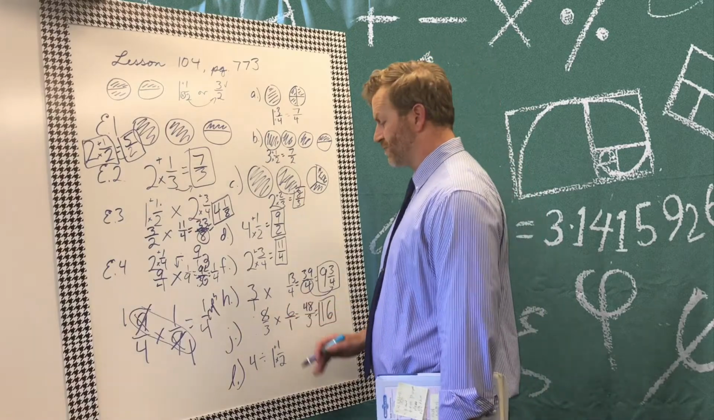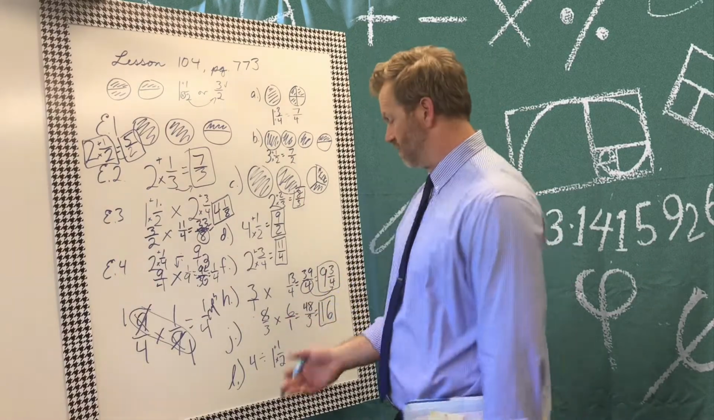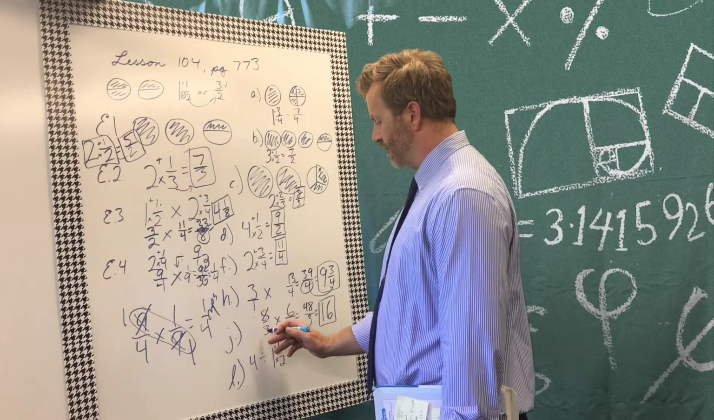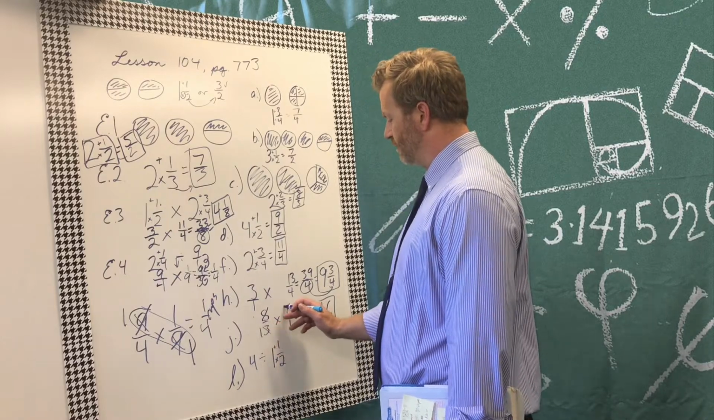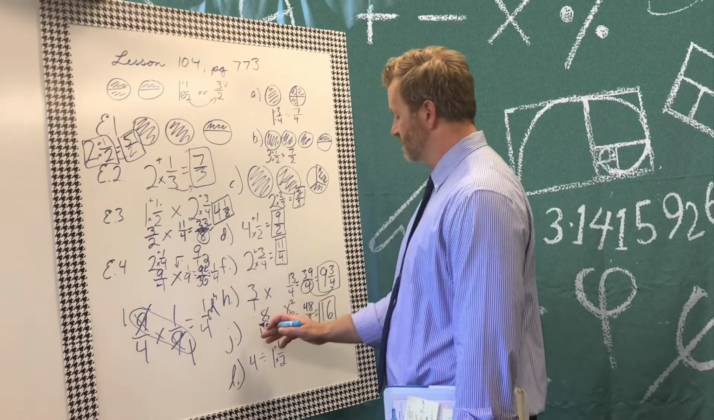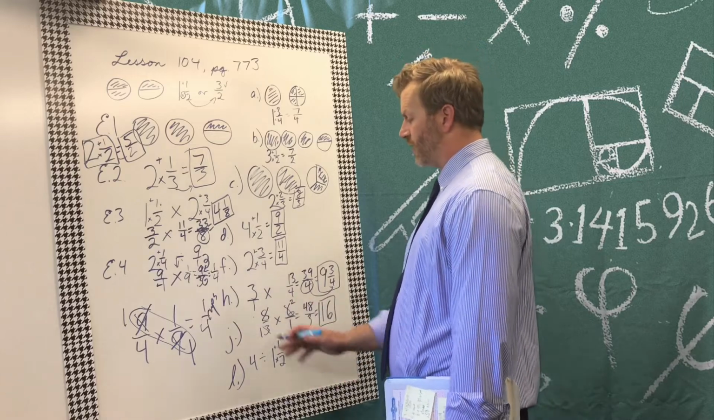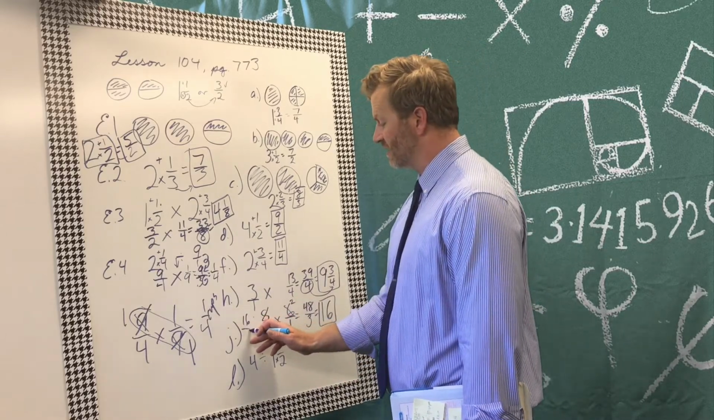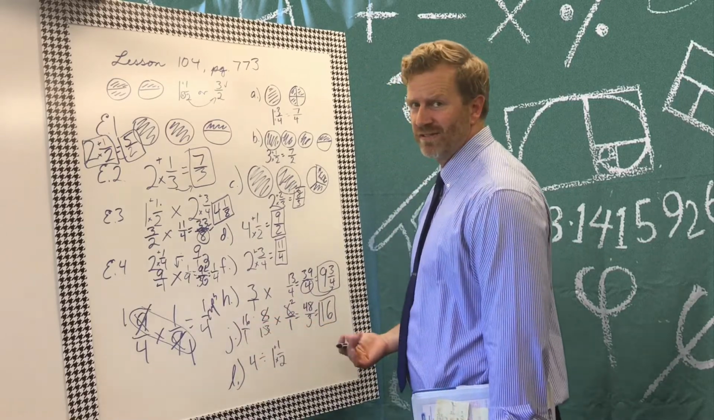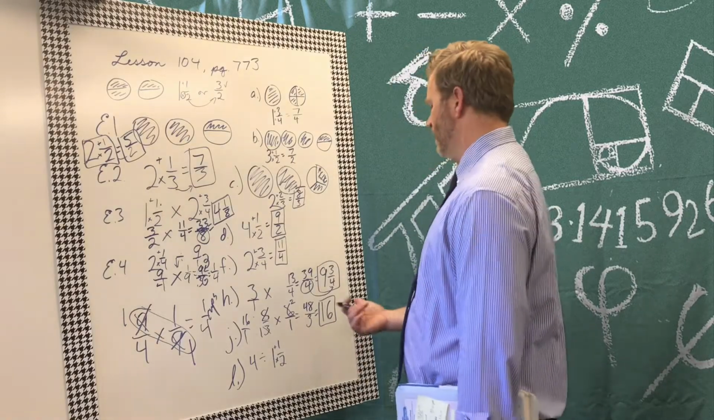Now, this is one of those problems we could have reduced across the way. So we could have gone 3 into 3, goes in 1 time, 3 goes into 6 2 times, and just multiplied straight across, and that would have given us 16 over 1, which obviously equals 16, right?